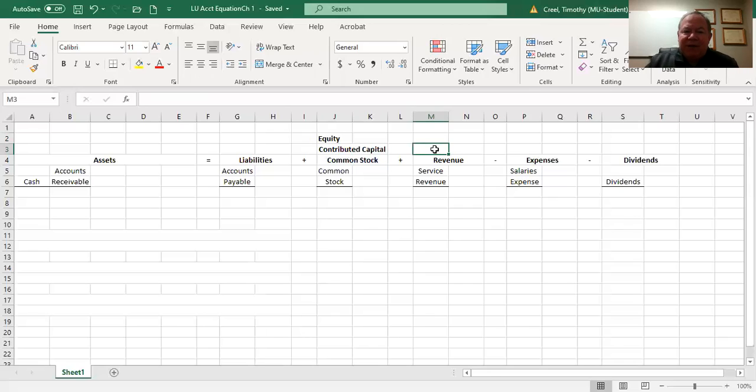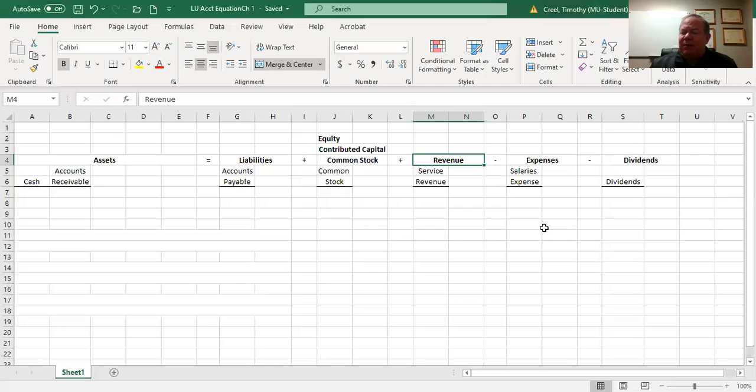Now, basically under contributed capital, you're going to see common stock. So common stock is going to be the main account there. And you see here, I went ahead and set up a few accounts. So in a moment, when we look at a few transactions, we're kind of moving in that direction. Now, notice that under retained earnings, we've got revenue.